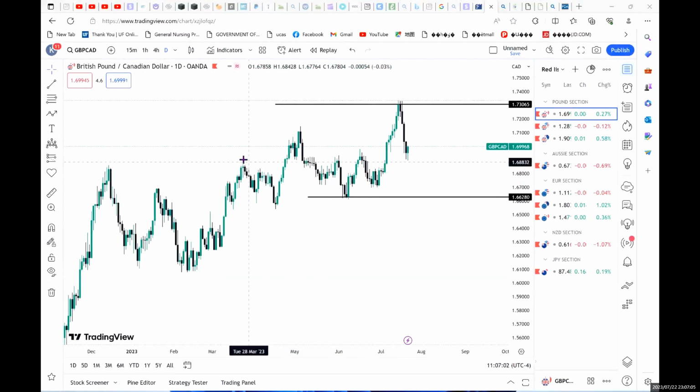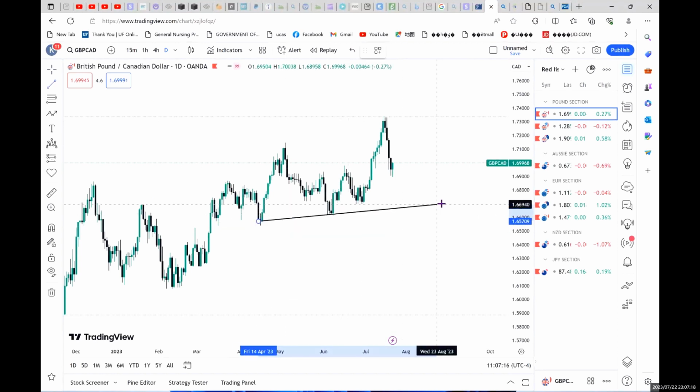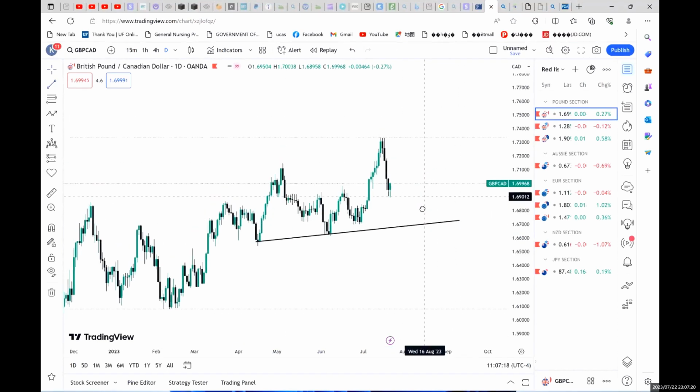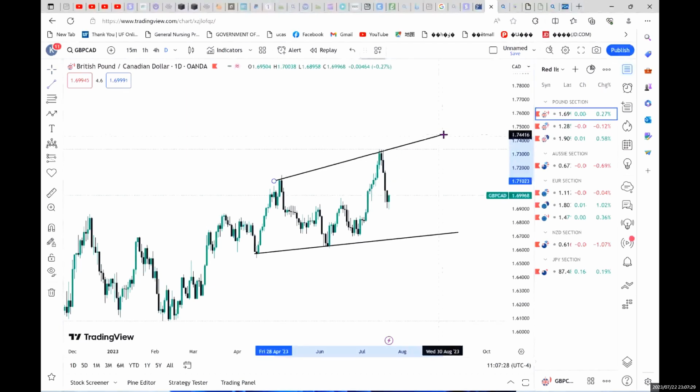The first pair we're going to look at is GBPCAD. Let me start marking this over. So we can see price is in an uptrend, and this is a daily time frame. Let's connect this part here. You see price reached the resistance. We had a break of a previous high, and now price is giving us a pullback.